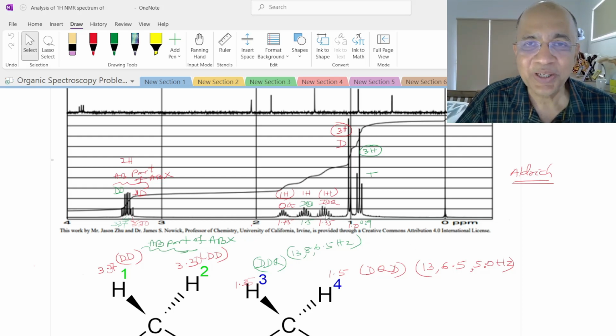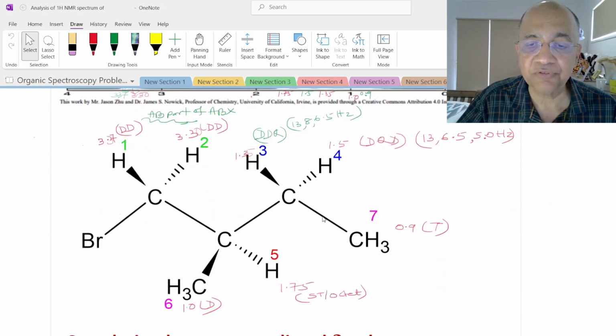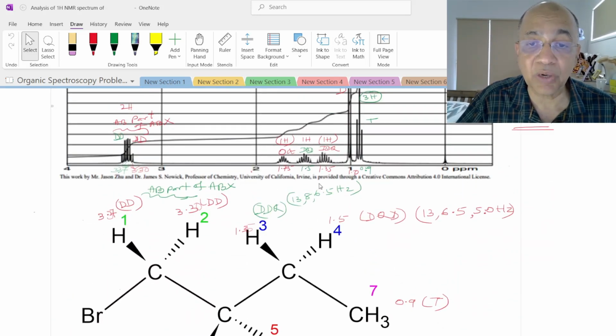These are the two non-equivalent methylene protons in the vicinity of 1.3. Actually, one is 1.35, the other one is 1.5. I have predicted 1.5 to be a DQD and this one a DDQ.